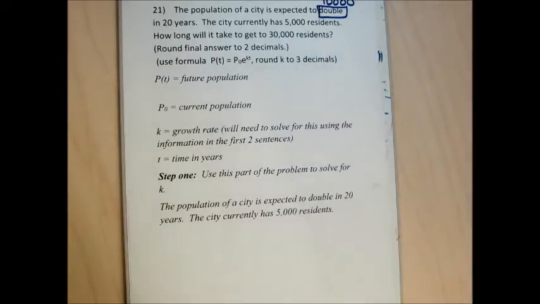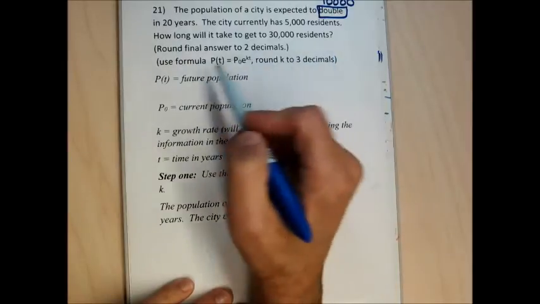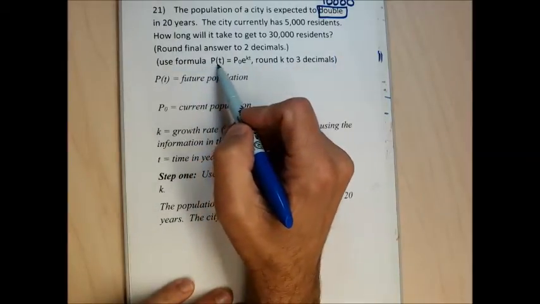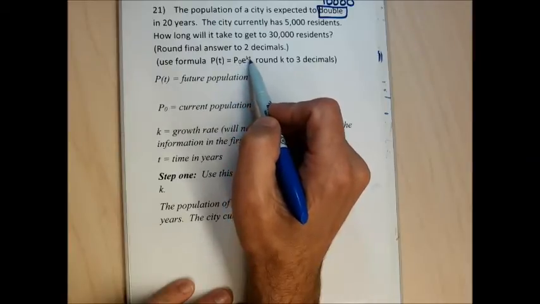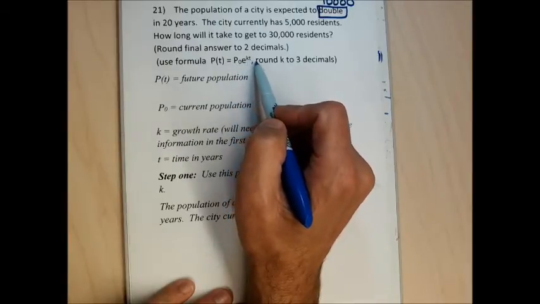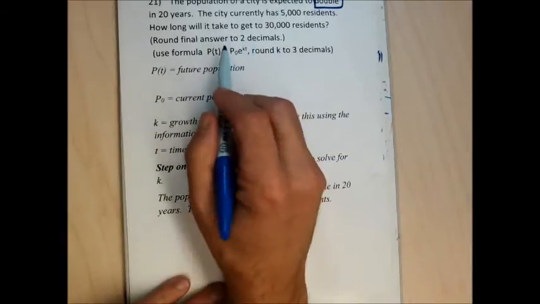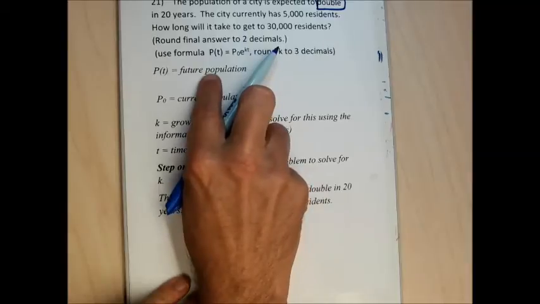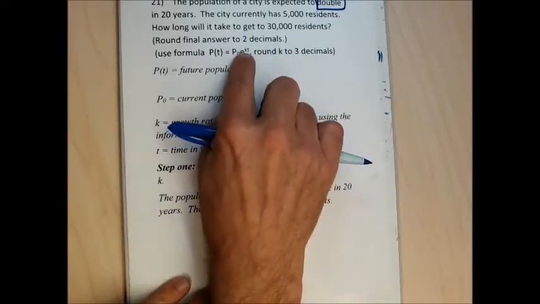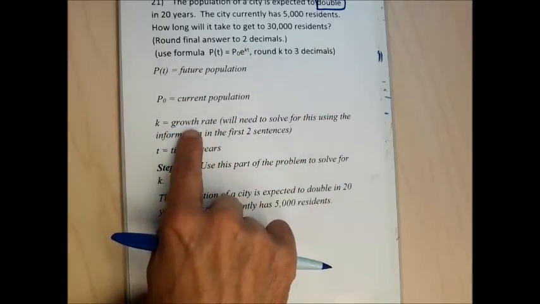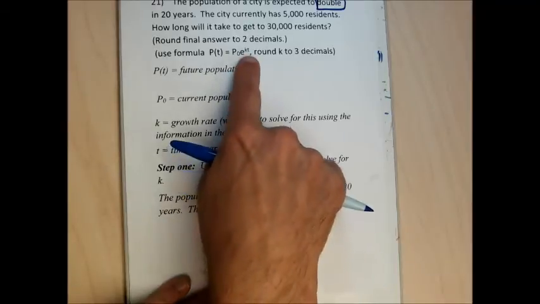This is a nasty problem. And then it says, round the final answer to 2 decimals. Use the formula, the population after t years equals the starting population times e to the k times t number of years. Round k to 3 decimal places. So the symbols in this, the P of t is the future population, the P sub 0 is the starting population, the k is a growth rate, and we'll need to solve this using the information in the first 2 sentences, and the t is the number of years.